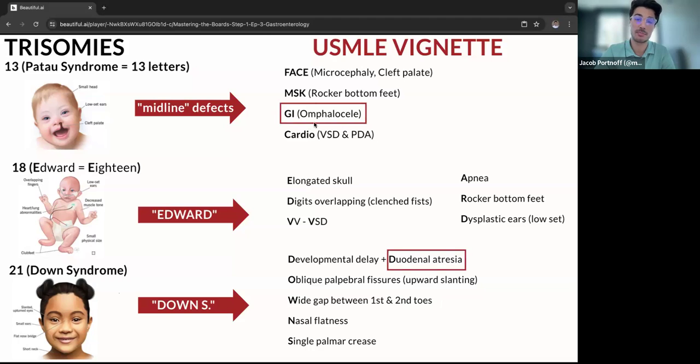So these are just really, really important associations to look out for in the vignette that they're going to be describing. And I wanted to put some emphasis on the GI focused ones, of course, as this is a GI focused webinar. And so pay attention for omphalocele as it relates to trisomy 13 in particular, and then think about trisomy 21 with your duodenal atresia and that double bubble sign that we talked about.